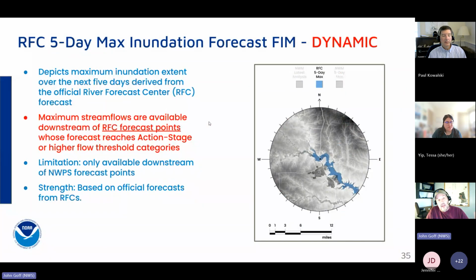Moving on, this is the second flavor of dynamic FIM. Remember, we have three. This is the RFC, the River Forecast Center. So this is downstream of the river forecast points. So you think water model everywhere, anything RFC, just at the forecast points. This is where their forecasts reach action stage or higher. Limitation, it's only downstream of those points, right? But the strength is it's based off the official forecast points from RFCs.